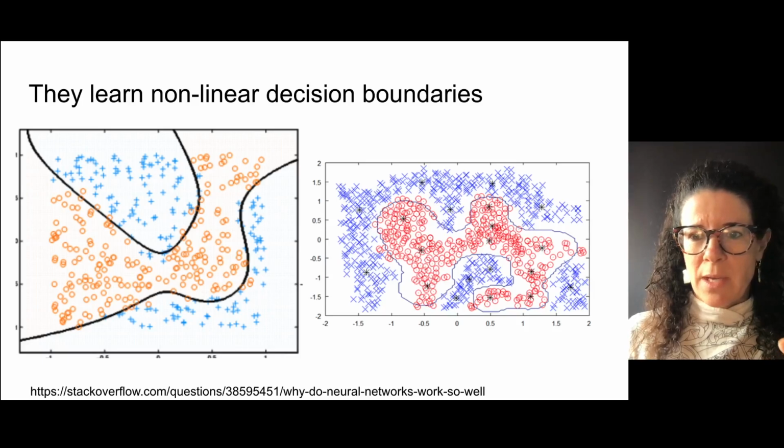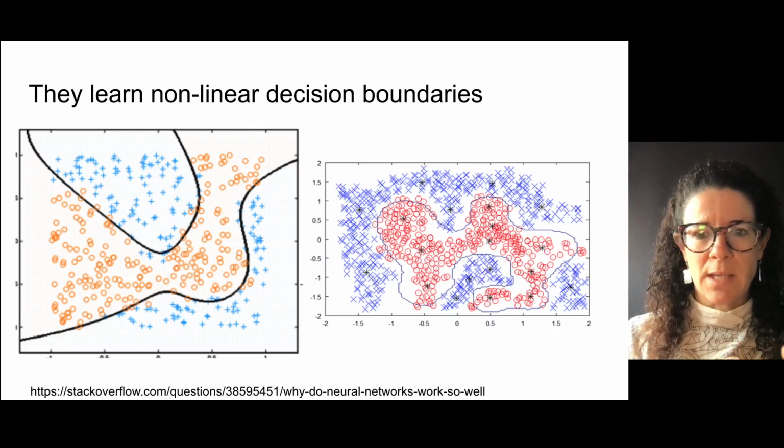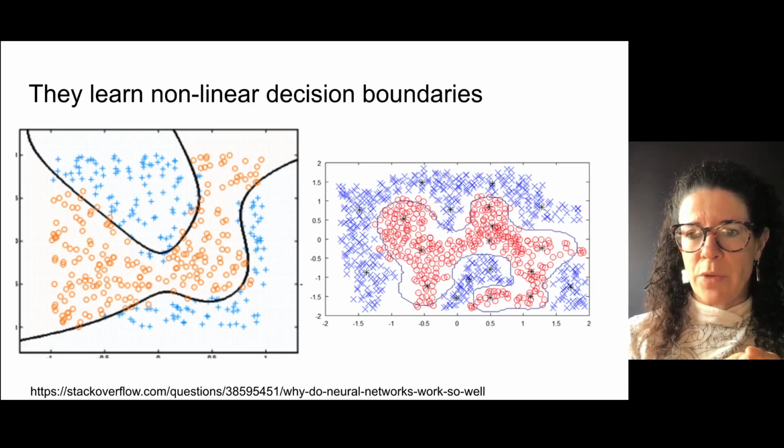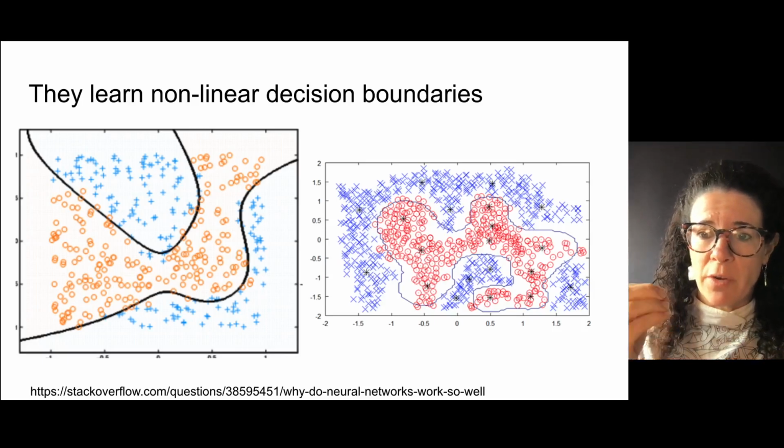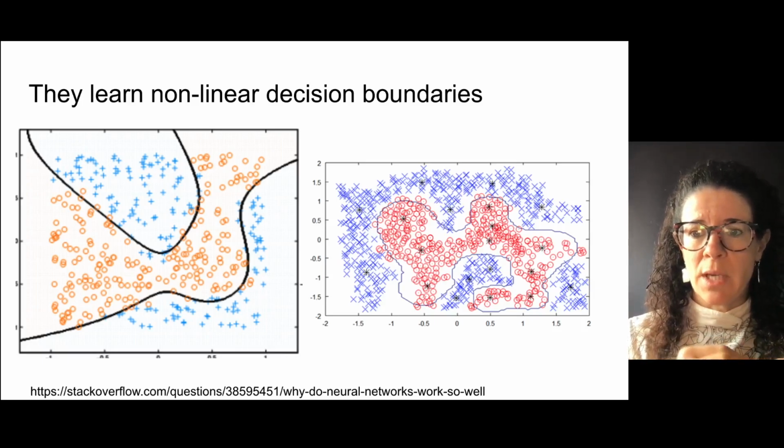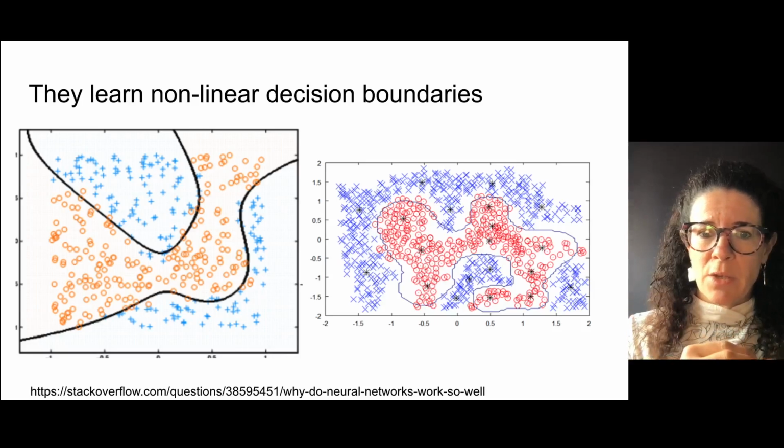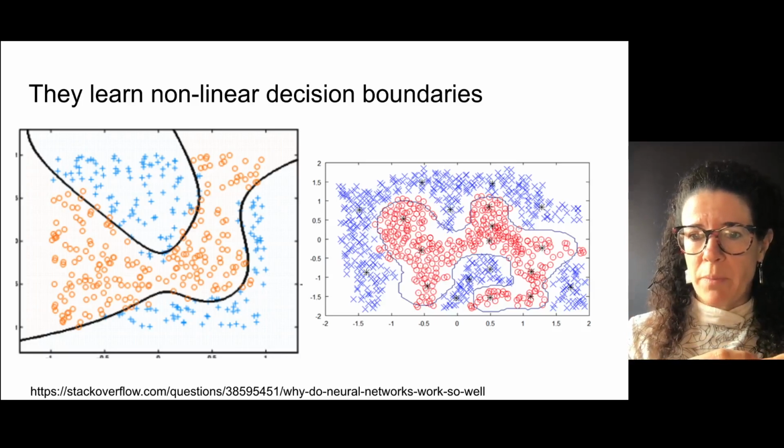The positive thing about this is that neural networks can learn very complicated nonlinear decision boundaries, like in these examples here. So they are more flexible than, say, a linear model, right? A logistic regression model that just learns linear boundaries. And this is one of the powerful properties of neural networks.